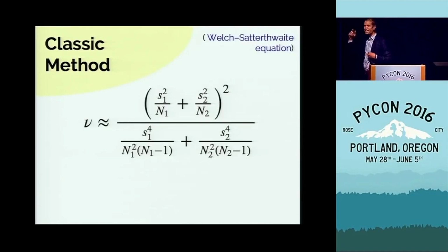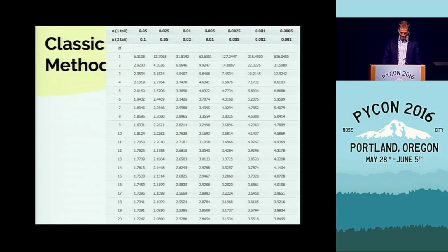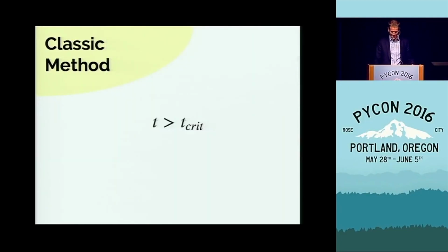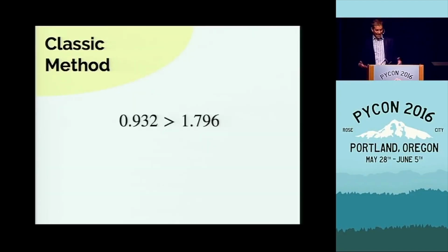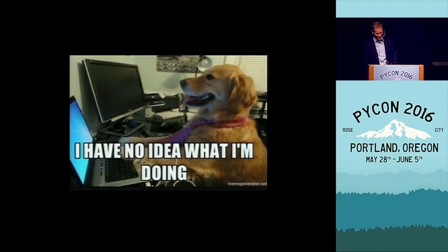But then you dig a little further, and down the Wikipedia page they say that the Welch-Satterthwaite equation can get you there. So you know how to plug numbers into a formula, and you get 10.7. So that's your degrees of freedom. Then you go to a chart like this, and you look up 11-ish degrees of freedom for 0.05, and you find that the t statistic is 1.79, and you have to ask if your t value is greater than that. And remember, we computed a t value way back. It was like 0.9, right? And this is not true, so the difference of 6.6 is not significant at the p equals 0.05 level, right? Excellent, and you sit back and you're like, I did it.